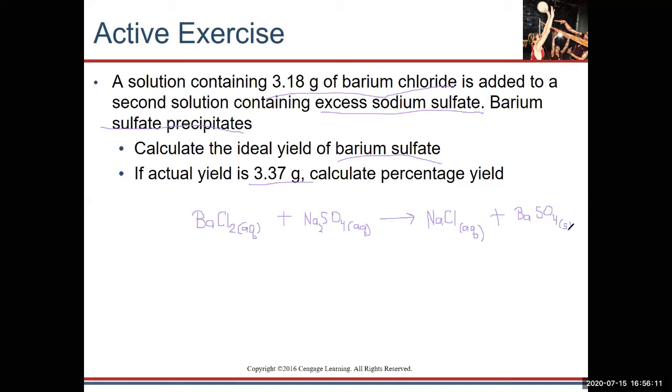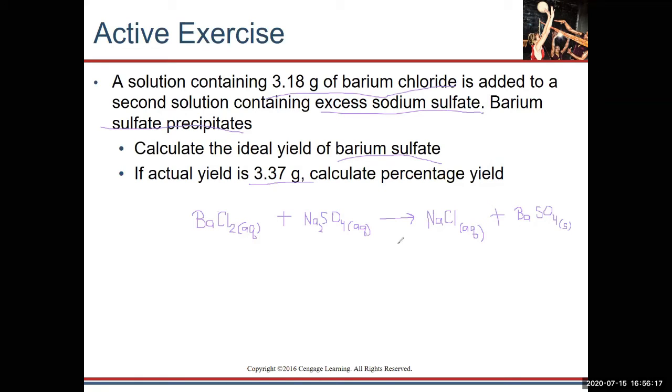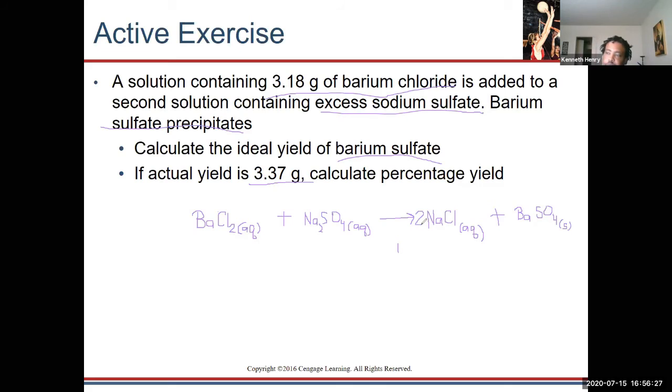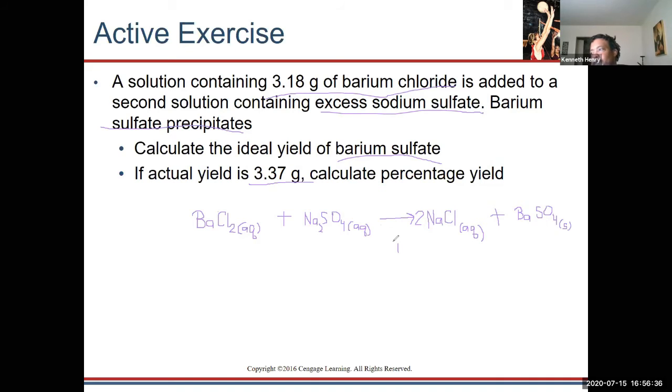No. How do we balance it? Put a 2 coefficient in front of the sodium chloride on the product side. Is it balanced now? Yes, it is balanced. Otherwise we break it down. Write them all down and check both sides, and you'll see that you have 1 barium on both sides. You have 1 sulfate on both sides. You have 2 sodiums on both sides, and you have 2 chlorines on both sides. So balanced. Piece of cake, are we done?